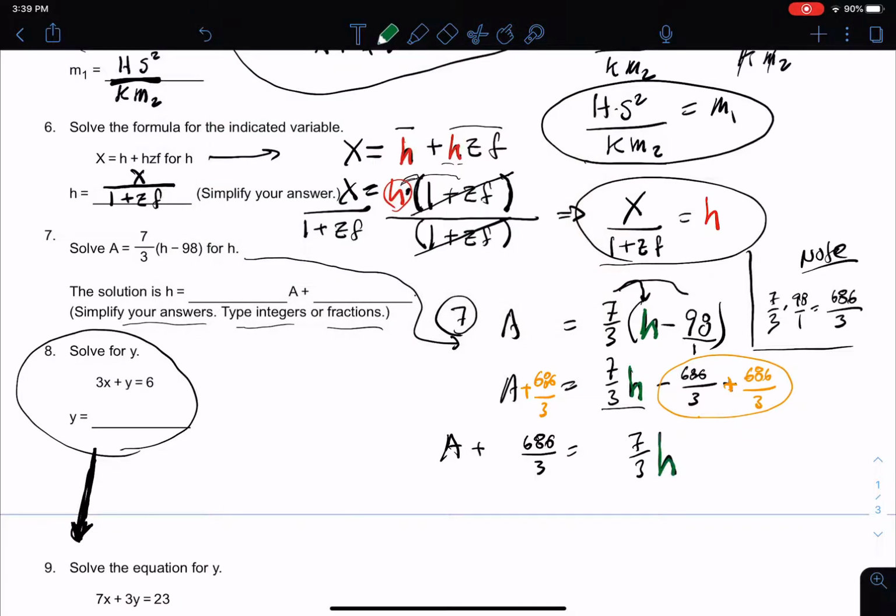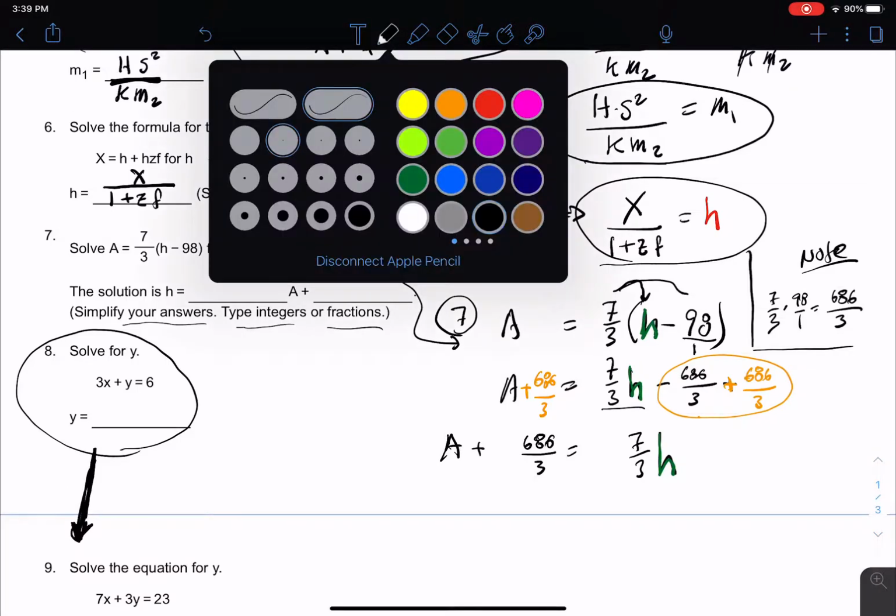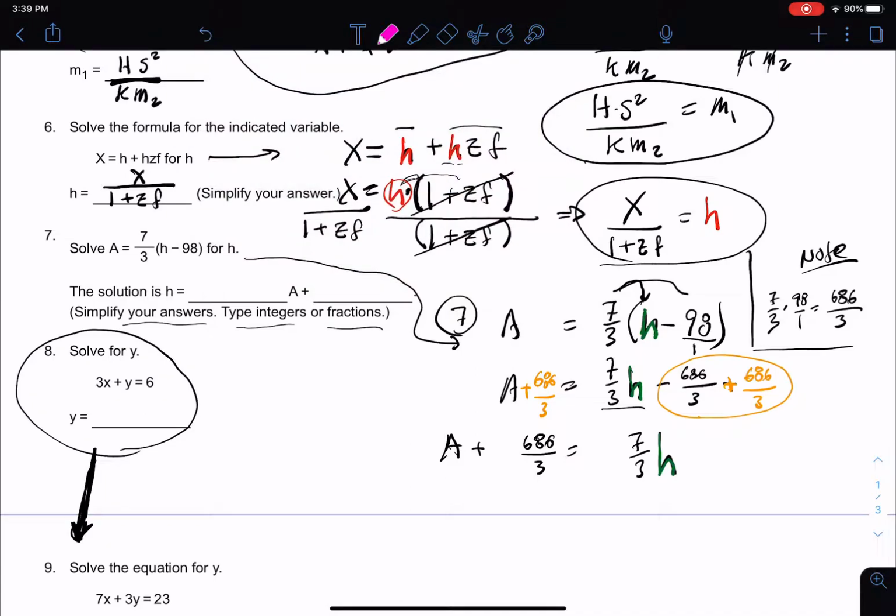You can divide by 7 thirds, but then you'd have to flip and multiply on the other side, a little bit messier. So really the preferred way is I can turn any fraction into 1 as long as I just multiply it by its reciprocal. So I'm going to multiply 7 thirds by its reciprocal, because I know when I multiply something by its reciprocal, it just turns that into a 1, right?